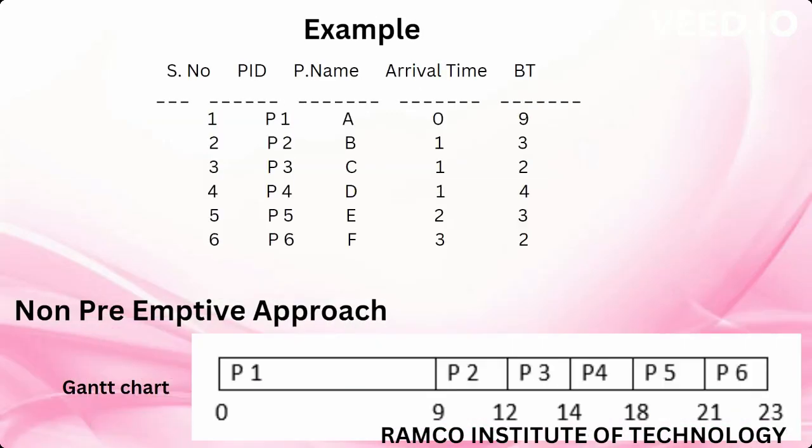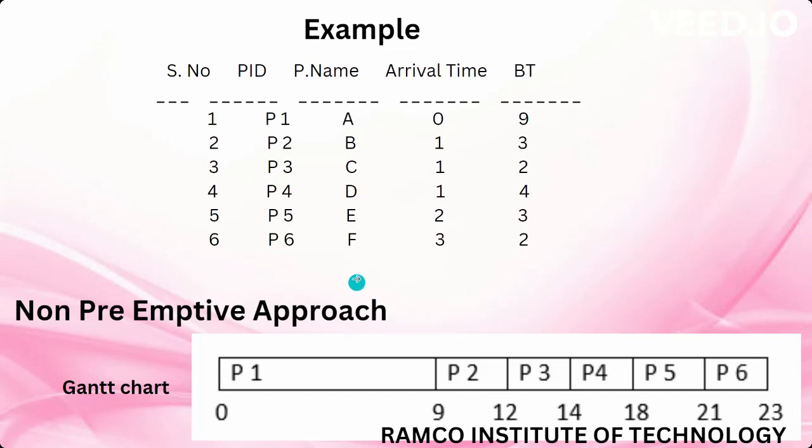So let's see the example for the FCFS scheduling. In this table we have been given 6 processes named P1 to P6, with their arrival times and burst times given. Let us solve this example using first come first serve scheduling in a non-preemptive approach. We already know the definition of non-preemptive approach: the resources cannot be withdrawn from a process before the process has finished its execution.